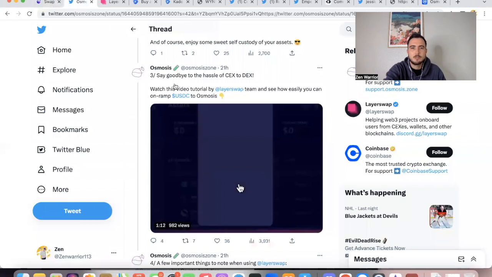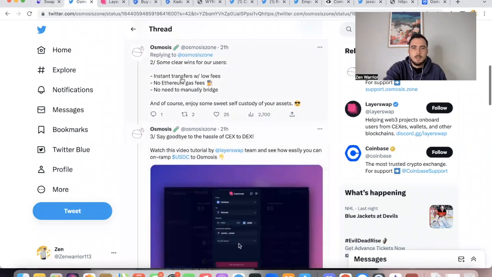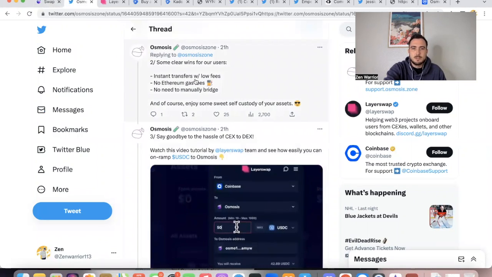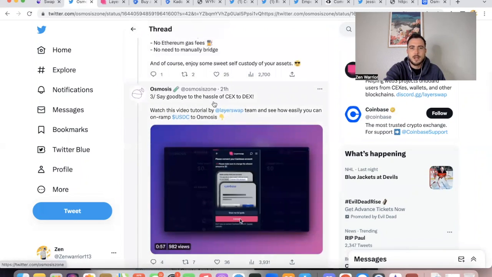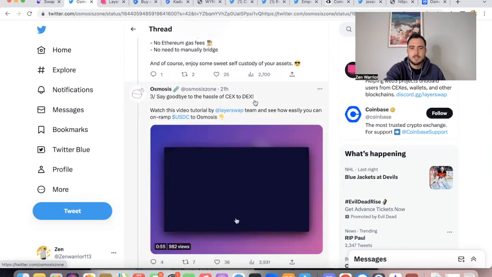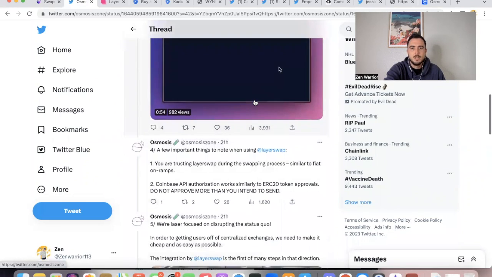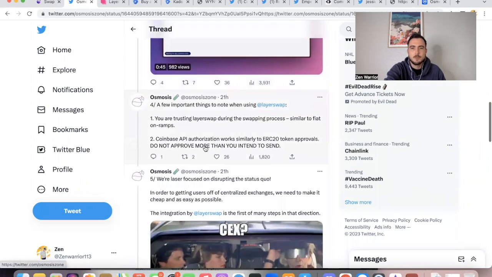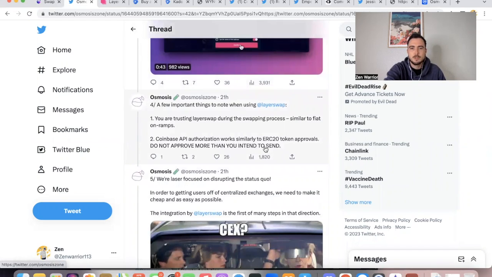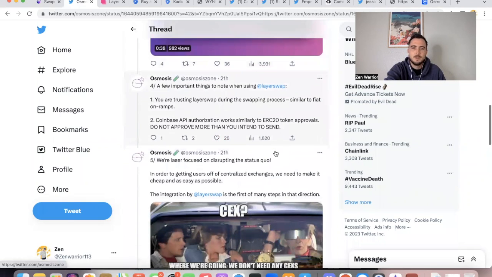But let's read what LayerSwap has to say. So here there are clear wins for the users: instant transfer with low fees, no Ethereum gas fees, no need to manually bridge, and of course, enjoy some sweet self-custody of your assets. So you get to say goodbye to the hassle from centralized to decentralized exchange with LayerSwap. A few important things to note when using LayerSwap: you're trusting LayerSwap during the swapping process, similar to fiat on-ramps. Coinbase API authorization works similarly to ERC20 token approvals. Do not approve more than you can send.